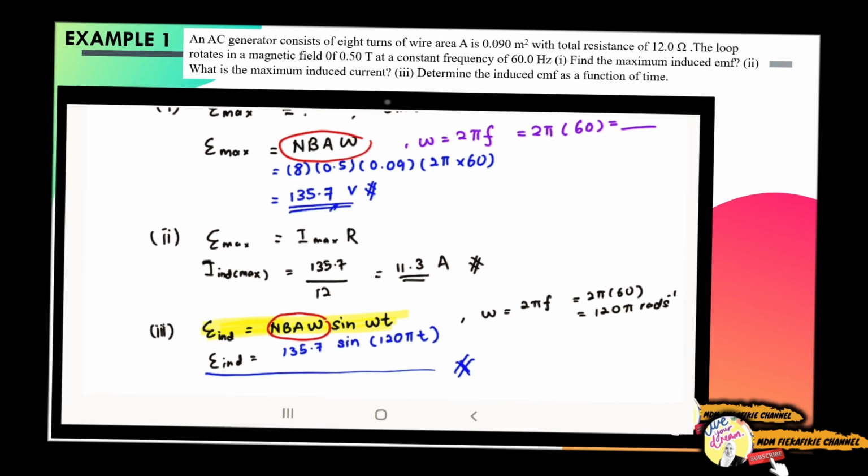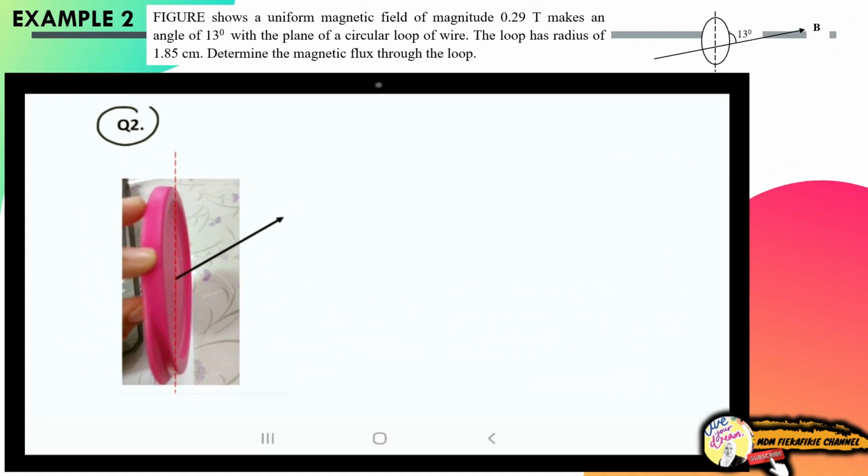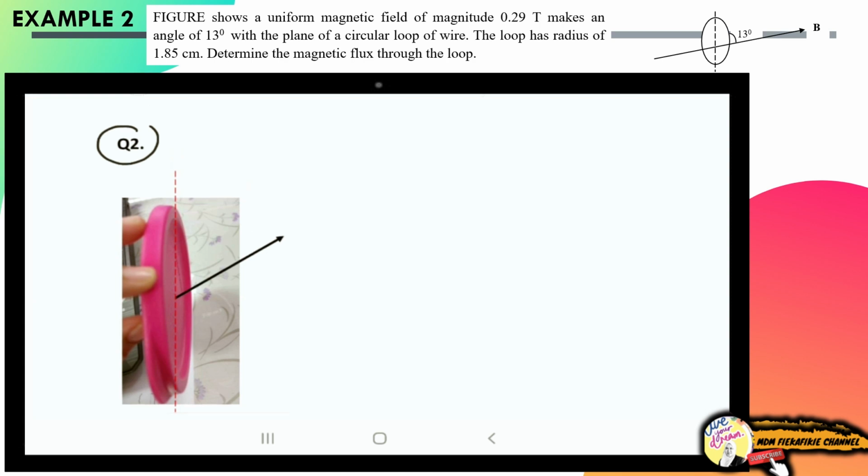Let's proceed to example number 2. In example number 2, we have a figure here. I try to transfer the figure from the question to a real diagram. For example, here I have a circular loop. Let's say the pink color here is a loop of wire. The question states that we have a uniform magnetic field of magnitude 0.29 Tesla, making an angle of 13 degrees with the plane.